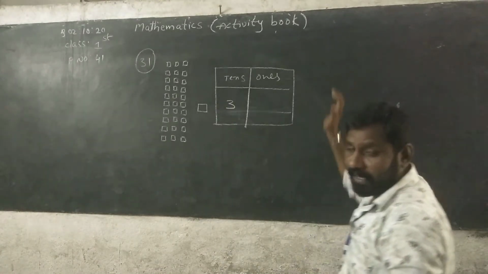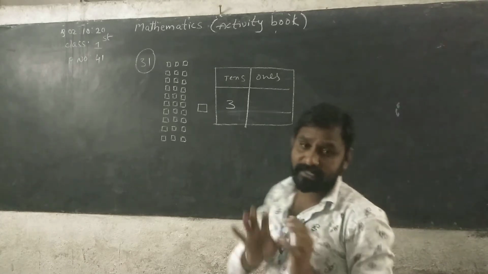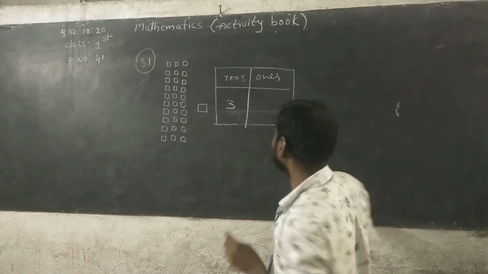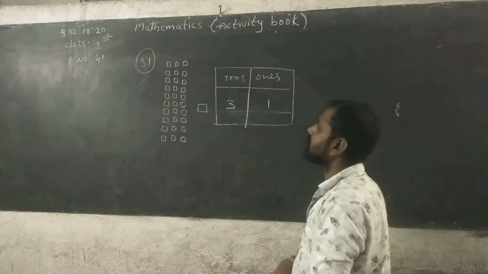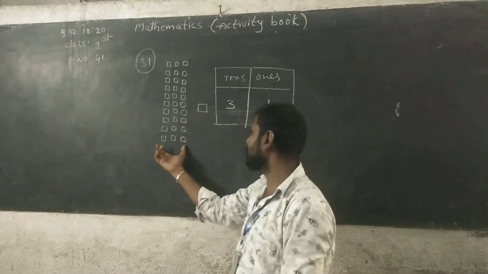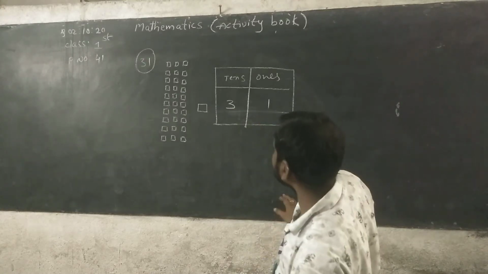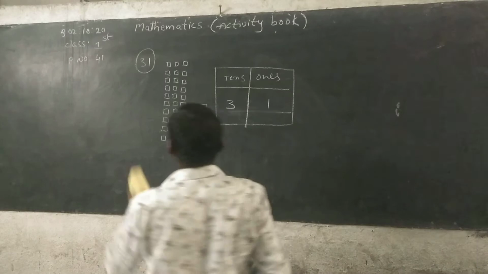Now the piles start from the tens place, not the ones place. So this is 1. The answer is 31. 3 is in the tens place, 1 is in the ones place. Now next, 23.